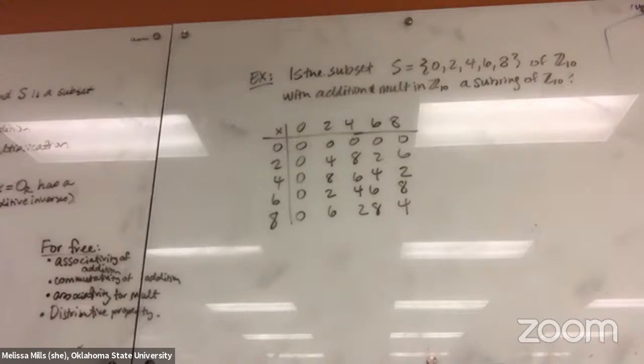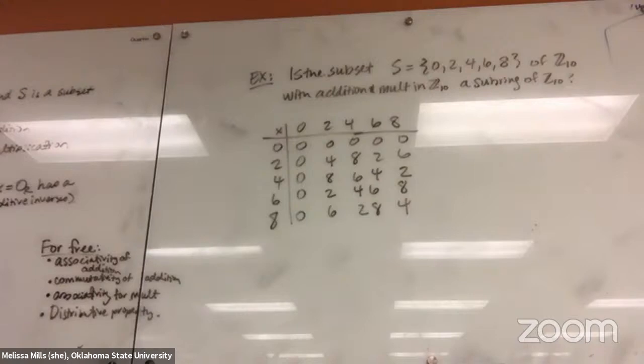Oh, I see. So you think it looks like sixes? What are you seeing in the table that's making you say that? 2 times 6 gives us 2, and then 4 times 6 gives us 4. 6 times 6. Okay. You all see that?